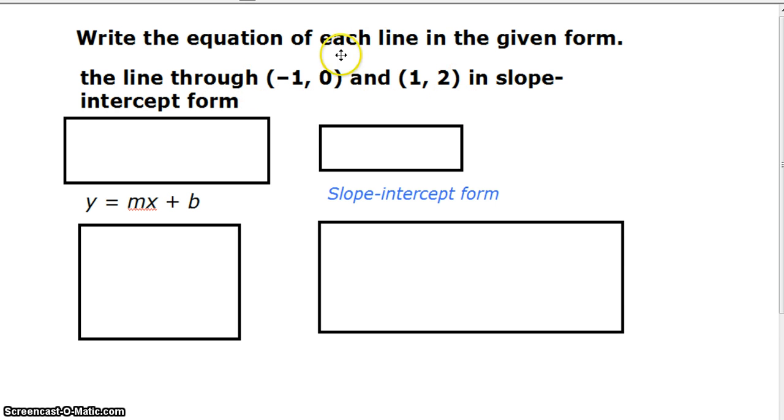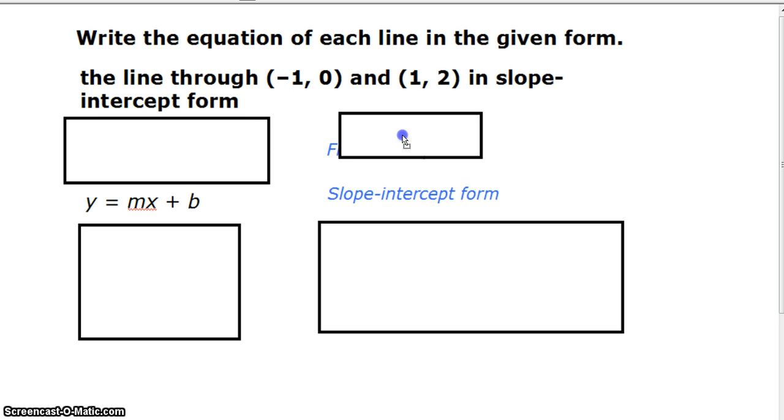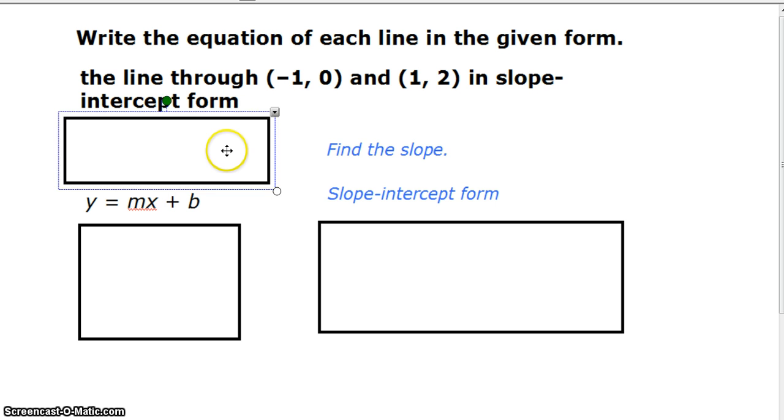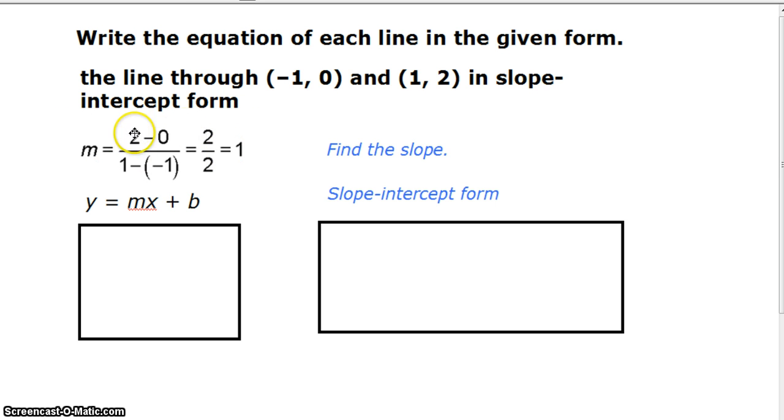So let's recall how we find slope. M equals the change in the y's, rise, over the change in the run, right? Good. So we have the change 2 minus 0 over 1 minus negative 1. 2 over 2 equals 1. So we now have a slope of 1.